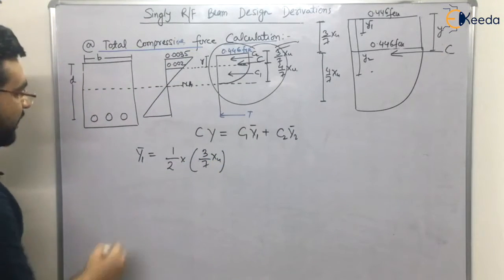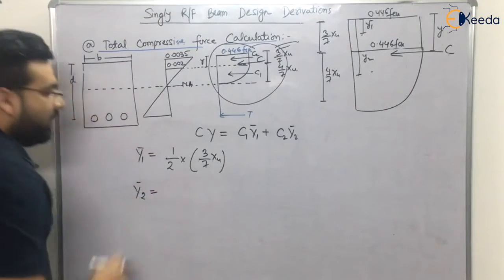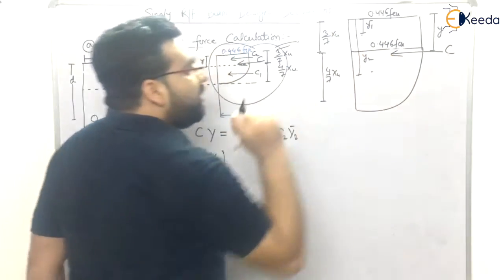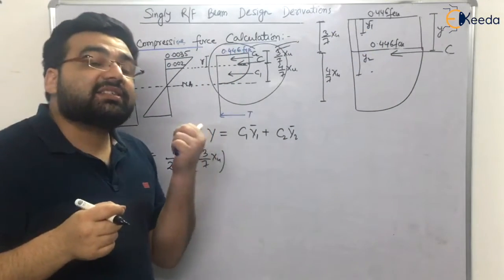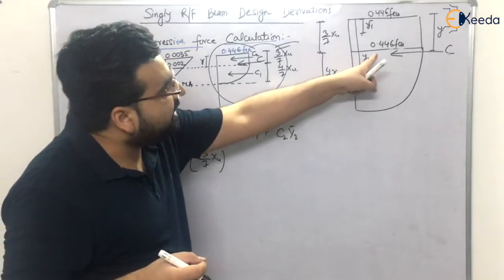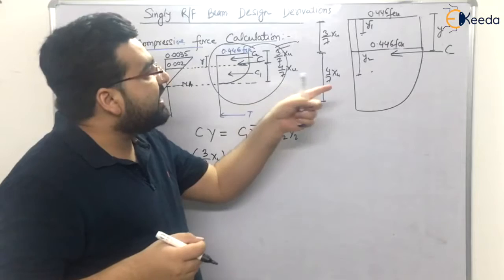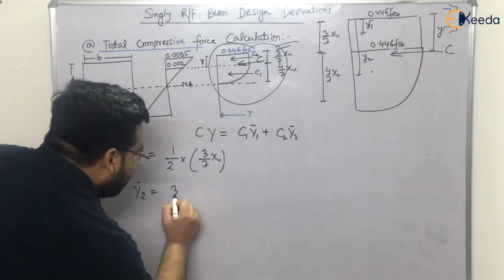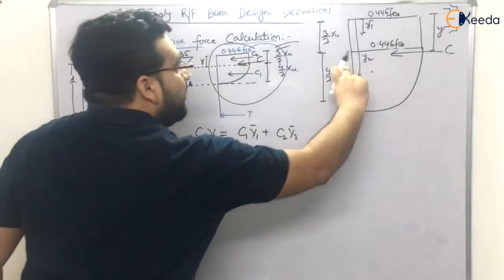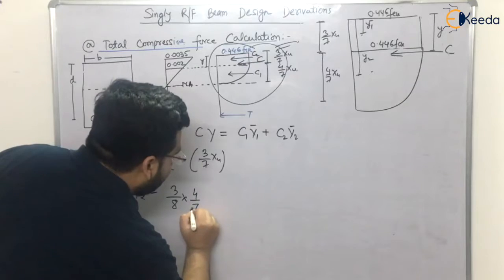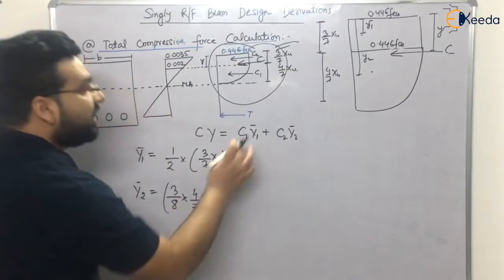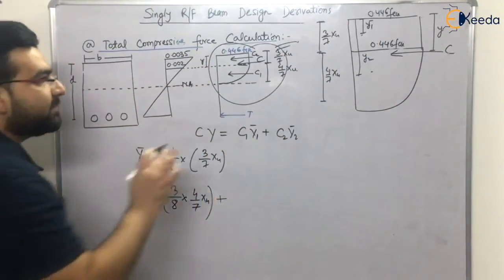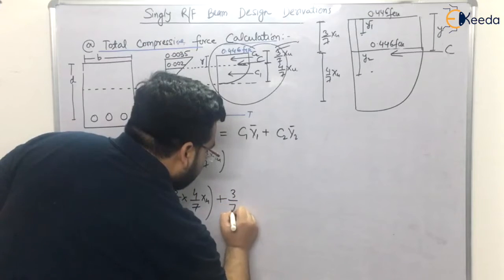Now, what about Y2 bar? Y2 bar will be equal to this distance plus the centroid of this, and I have just told you that the centroid of a parabola lies at a distance of 3 by 8 from the back side. It means that 3 by 8 of 4 by 7 XU plus this distance. Clear? Now we have got this centroid, and plus this, basic concepts of strength of materials, plus 3 by 7 XU.